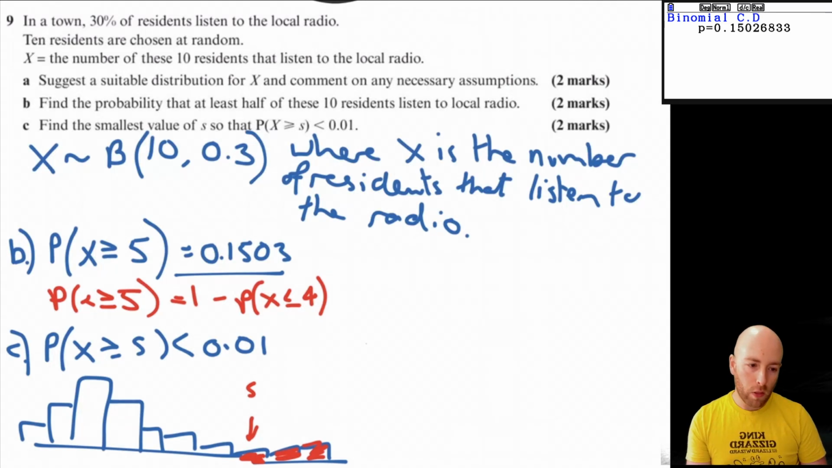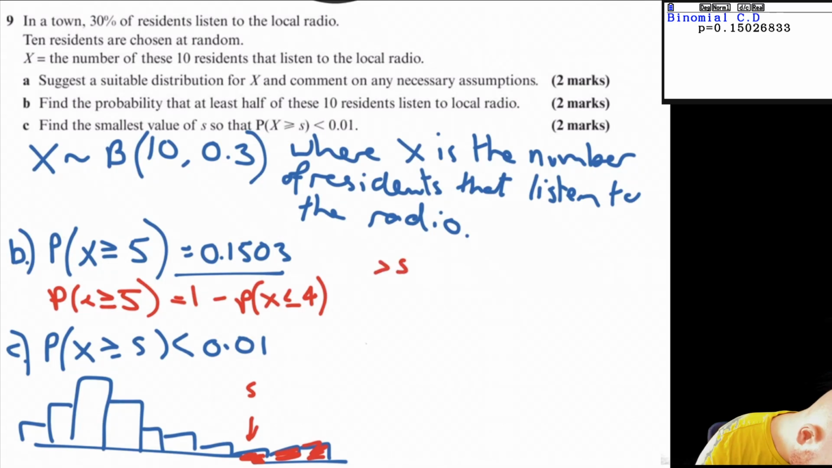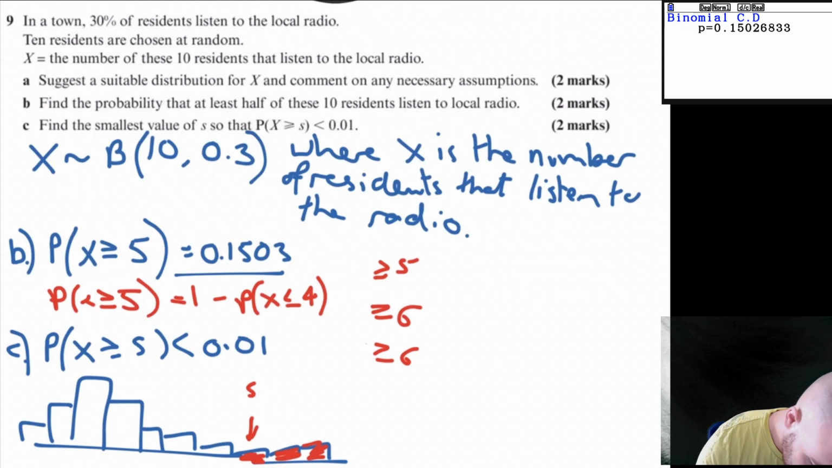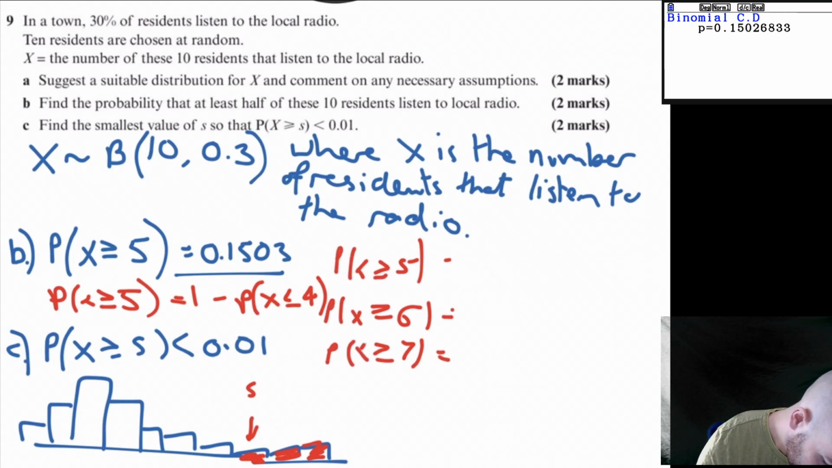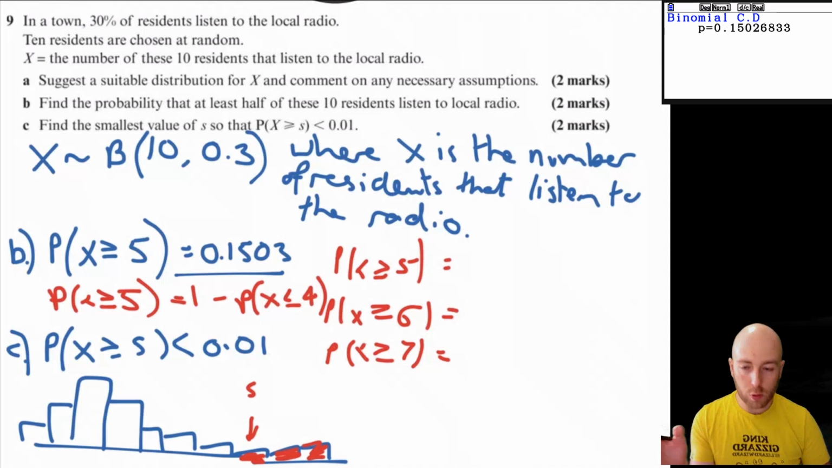So on the graphical calculator, if we go from, I don't know, 10. Let's go from, most likely is 3. Let's go 5, 6, 7 maybe. So greater than or equal to 5, 6, 7. On the graphical, we can just do these. On the class whiz, you need to go 1 minus to 1 lower.